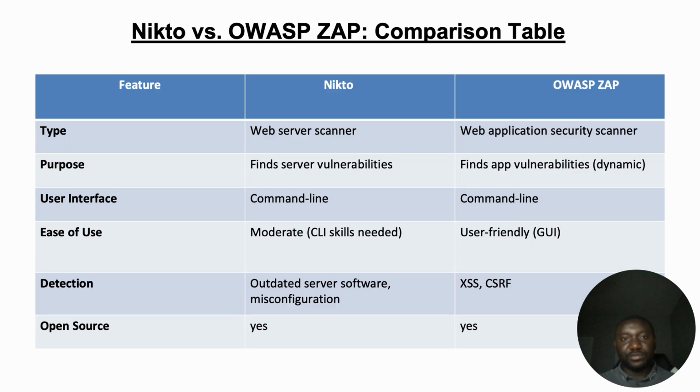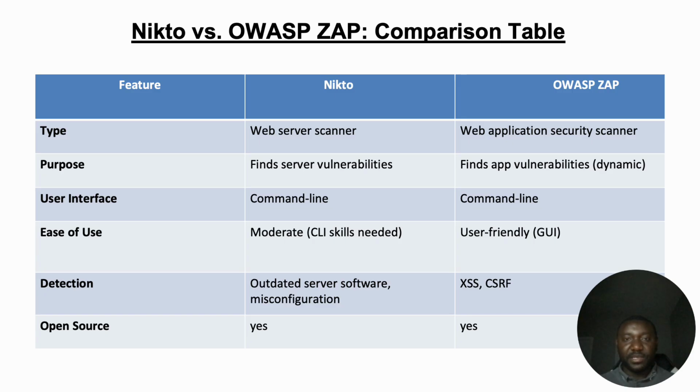Here is the comparison table between Nikto and OWASP. As you can see, Nikto is a web service scanner, while OWASP is a web application security scanner. Nikto has a goal to find server vulnerabilities, while OWASP finds application vulnerabilities. Nikto uses the command line, while OWASP uses the GUI.